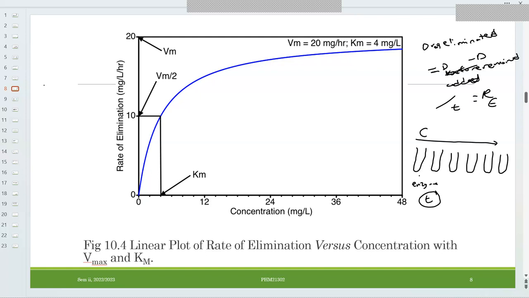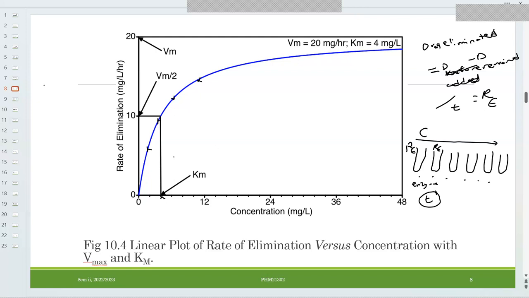Okay, so we have different elimination rates. You have the elimination rate in tube 1, the elimination rate in tube 2, and so on. Then we plot, and we have different concentrations increasing from tube 1 to tube 6. So we plot concentration versus elimination rate. So we go to one point, another point, and then connect.